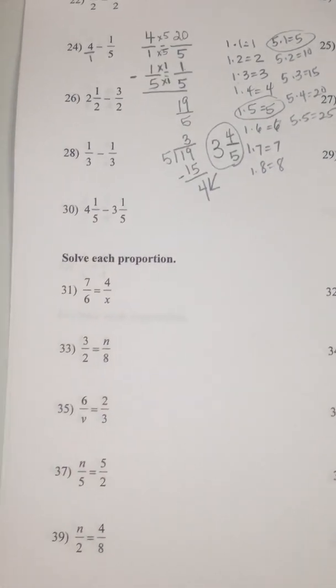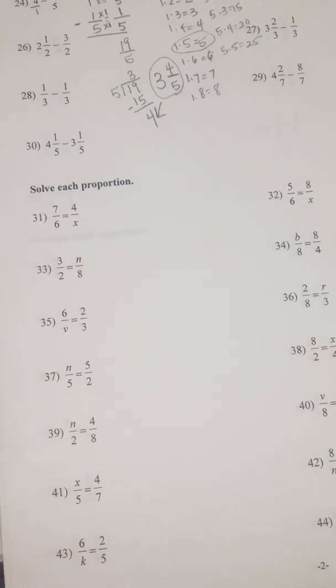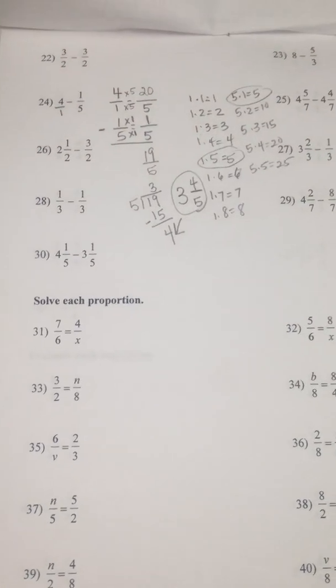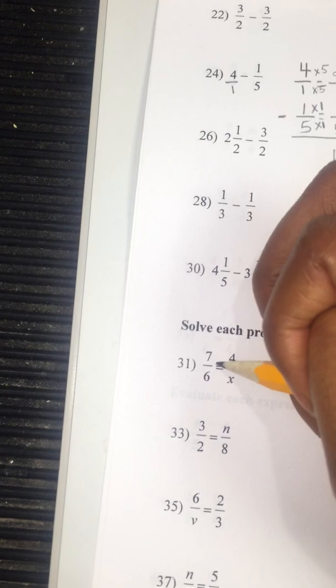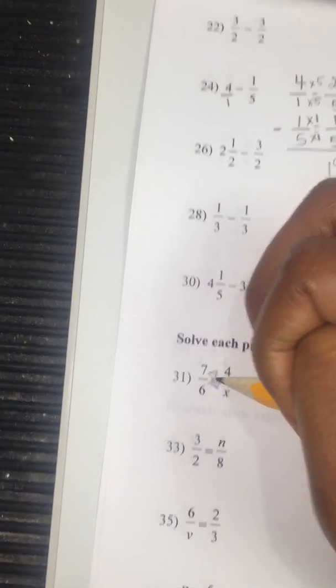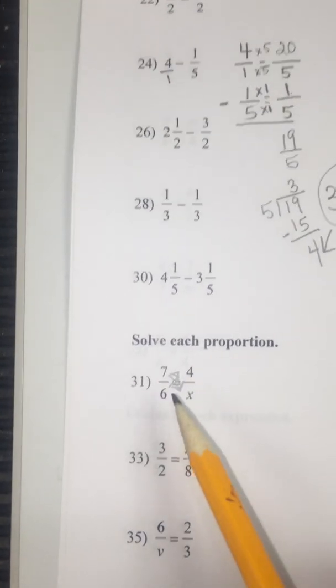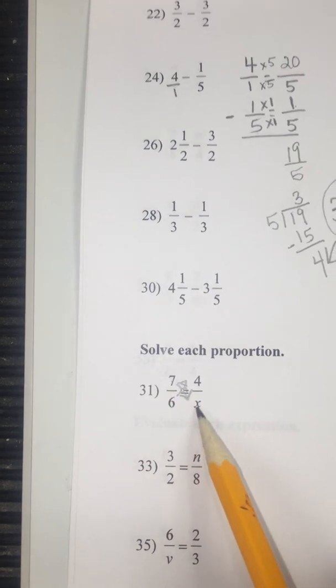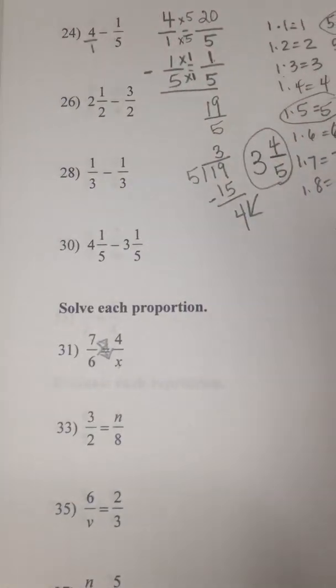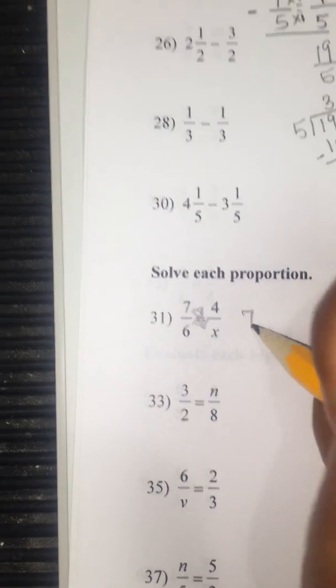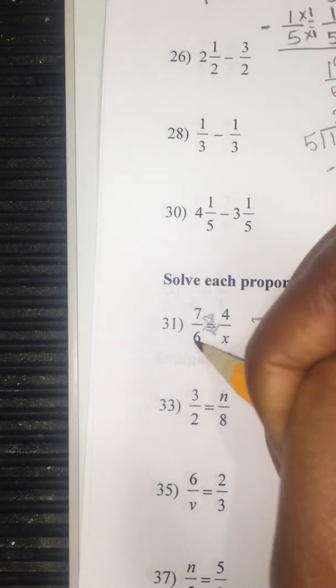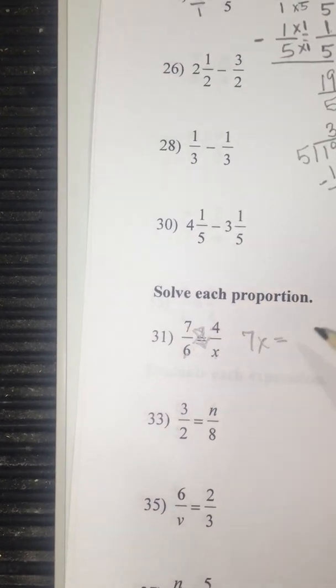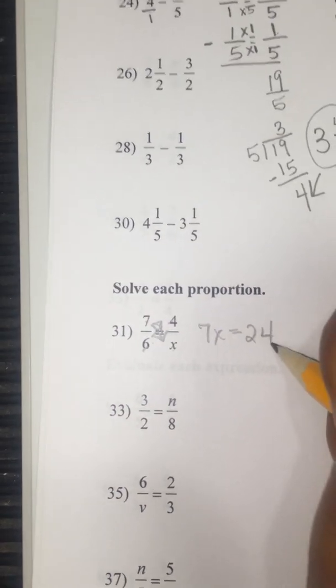Okay, let's go down to some proportions. And I know y'all are very good at those. Just cross multiplying. I hear that a lot in class, cross multiply. So here 7 is across from the X. Since it is across from the X, that will be 7X. And 4 is across from 6, so 4 times 6 is 24.